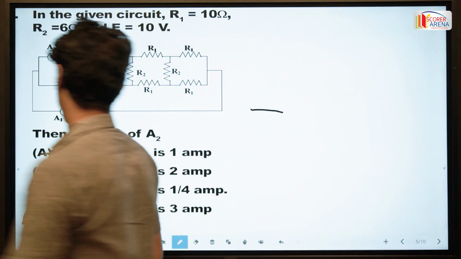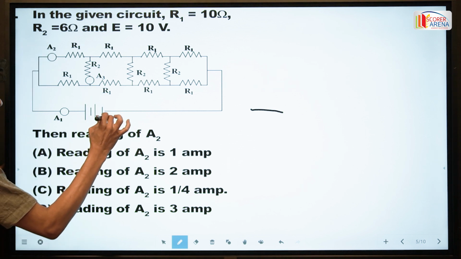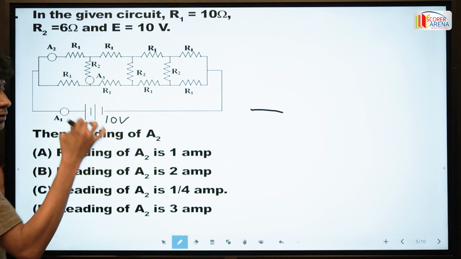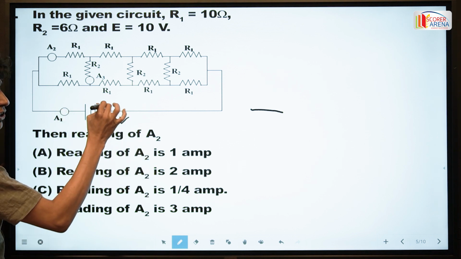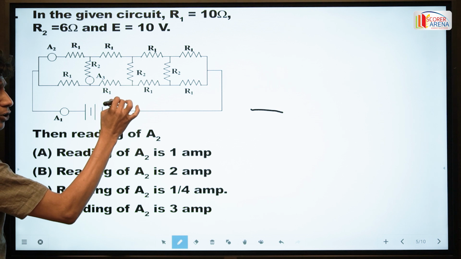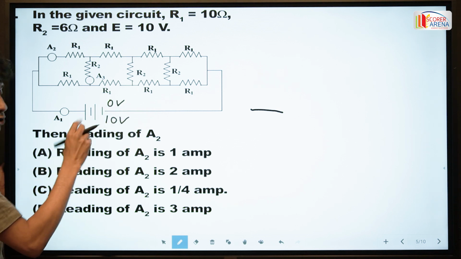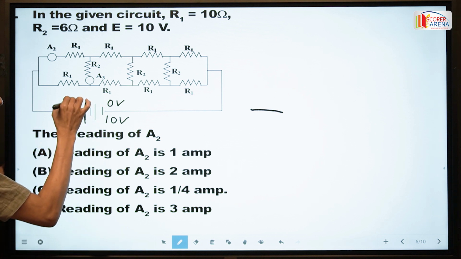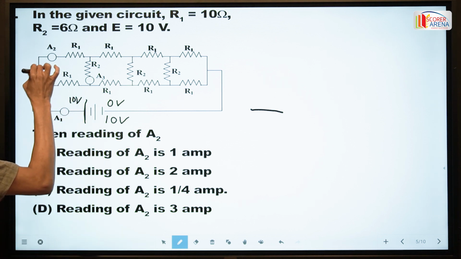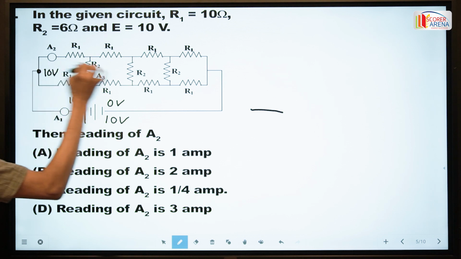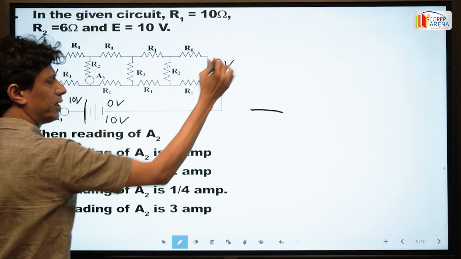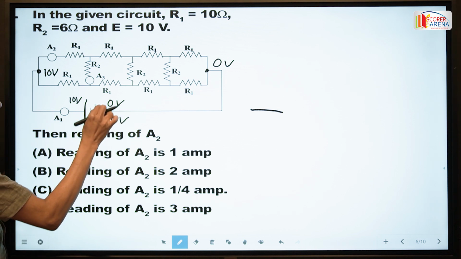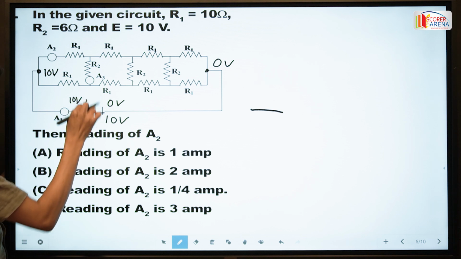The potential difference across this cell is 10 volt. If we take the reference potential here as 0 volt, which is normally the best way, then the other plate is 10 volt. So the potential of this point is 10 volt and the potential of this point is 0 volt.